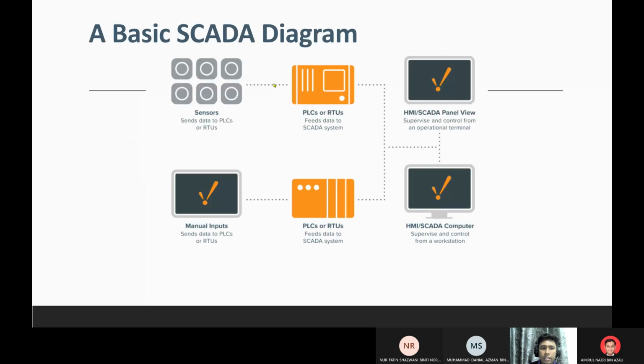Next. This is the basic SCADA diagram. Next.